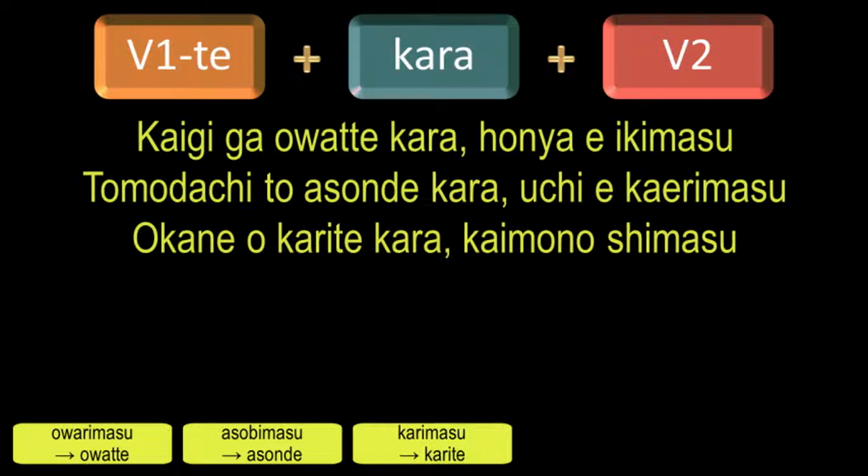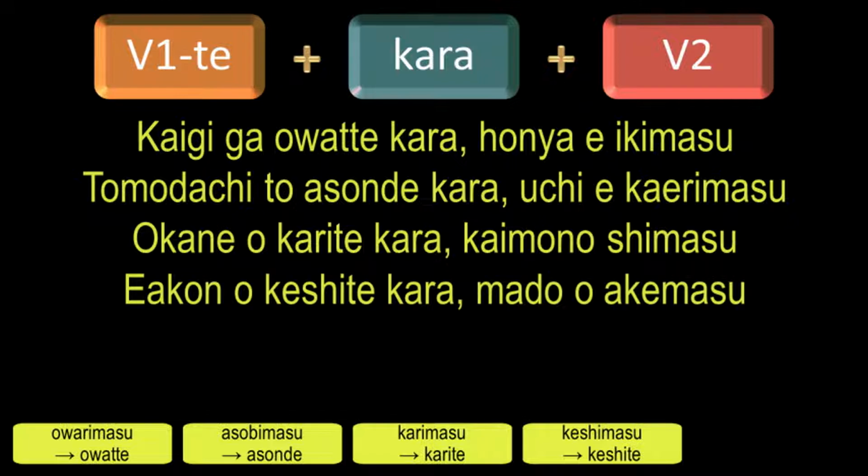Let me give you another example. Aircon means air conditioner or AC, and keshimasu means to turn off. Its te form is keshite, and if we add kara to it, we will get aircon o keshite kara, which means after turning off the AC. You also know that mado is window and the verb akemasu means to open. So if I say aircon o keshite kara mado o akemasu, then it means after turning off the AC, I will open the window.